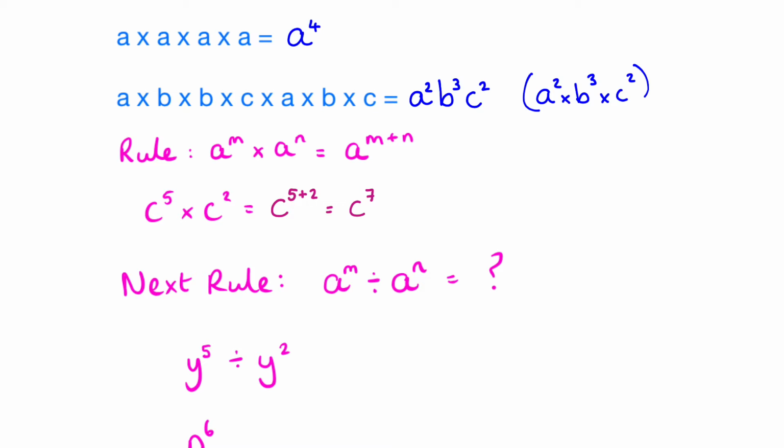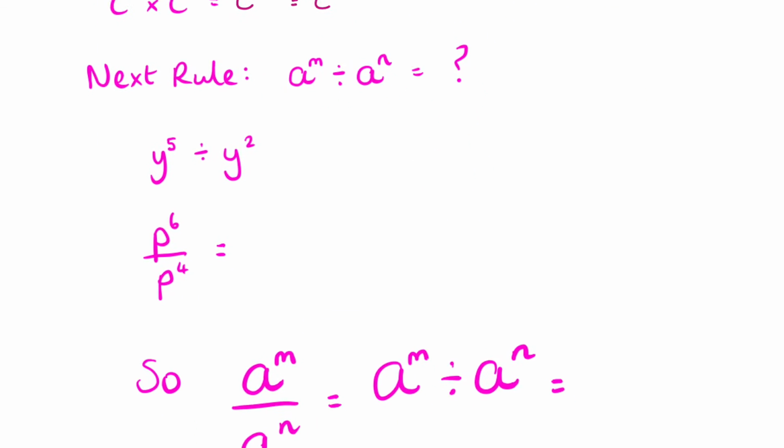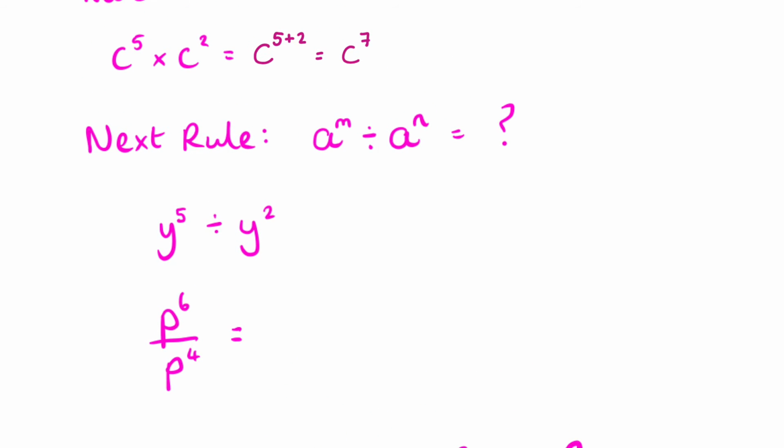Okay? Now, the next rule that we're going to go on to is A to the M divided by A to the N. Okay? So we're going to work out what that rule is by thinking about some fractions actually. The first thing that we need to notice is that if we're dividing, we can write it as a fraction. So y to the power 5 divided by y squared could also be written like that.